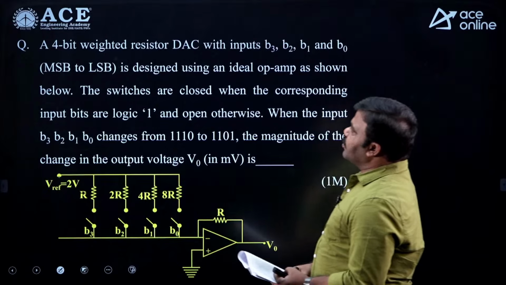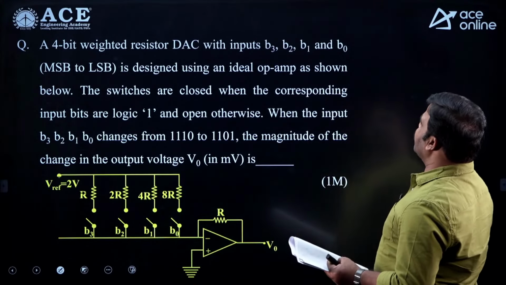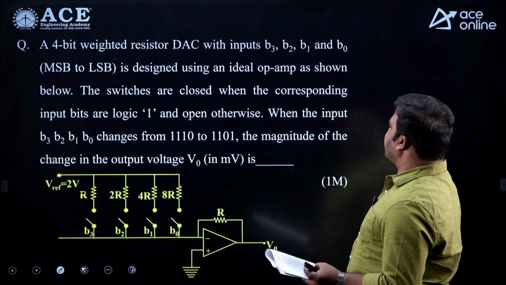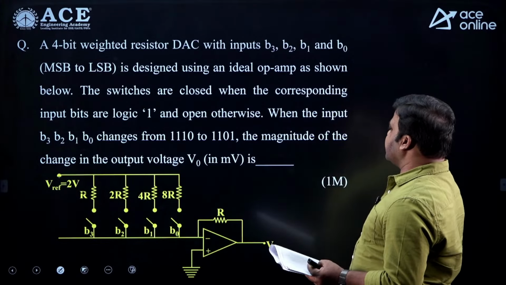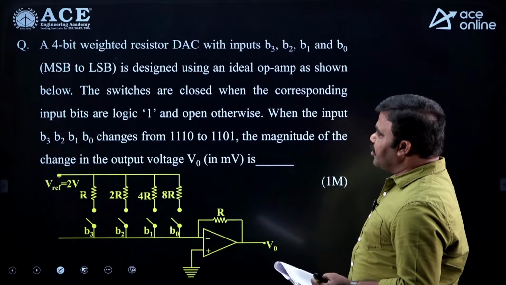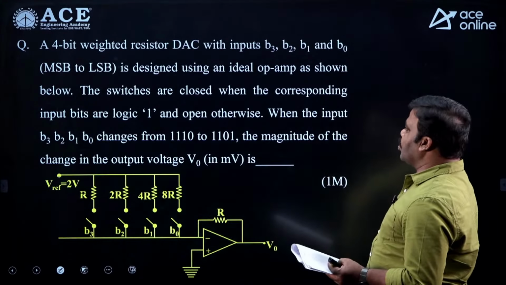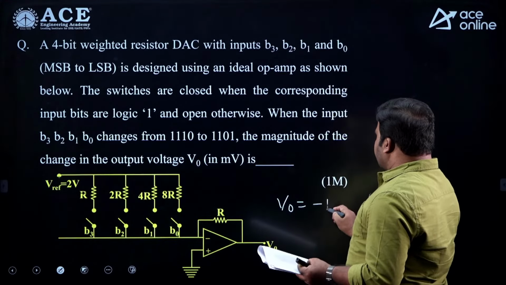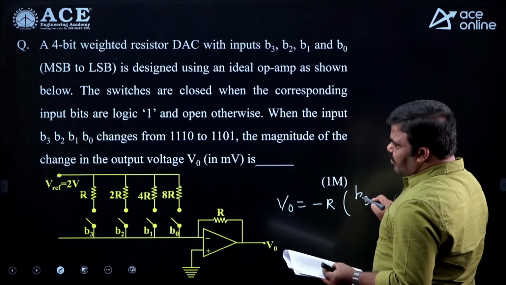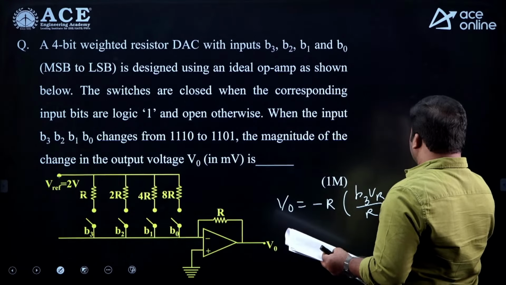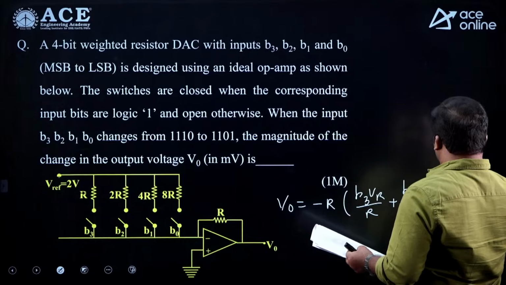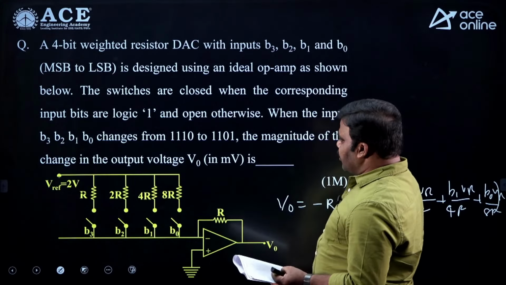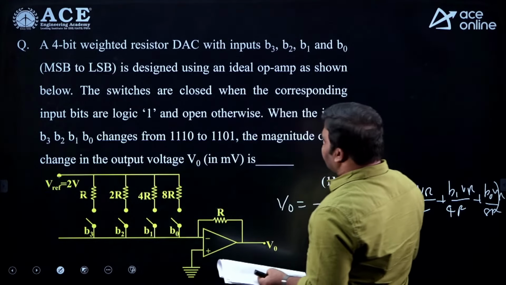Then let us see the next question. A 4-bit weighted resistor DAC with inputs B3, B2, B1, B0, MSB to LSB, is designed using an ideal op amp as shown in the figure. The switches are closed when the corresponding input bits are logic 1 and open otherwise. When the input B3, B2, B1, B0 changes from 1110 to 1101, the magnitude of the change in output voltage. The output voltage is equal to minus R into B3 VR divided by R plus B2 VR divided by 2R plus B1 VR divided by 4R plus B0 VR divided by 8R. Let me calculate for 1110 and 1101 also.